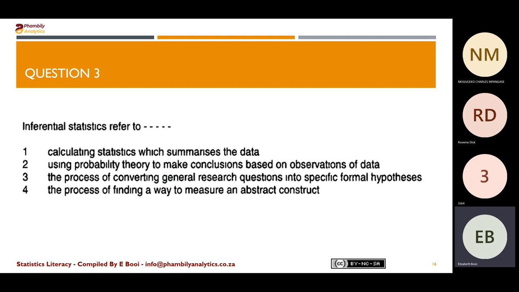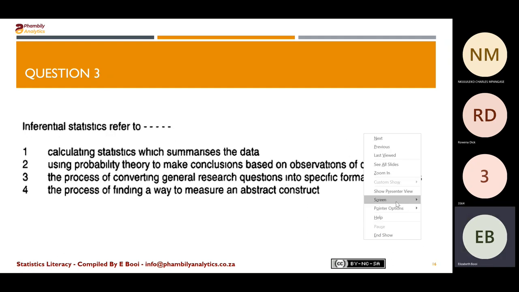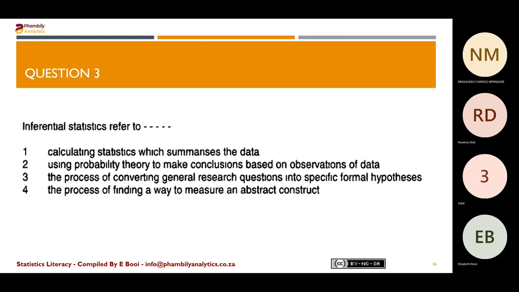So what are the other types of questions? This one comes from one of your past exam papers. It says, inferential statistics refers to dot, dot, dot, and you get four statements. One says calculating statistics, which summarizes the data. Two says using probability theory to make conclusions based on the observation of data. Three says the process of converting a general research question into a formal hypothesis. Four says the process of finding a way to measure an abstract construct.